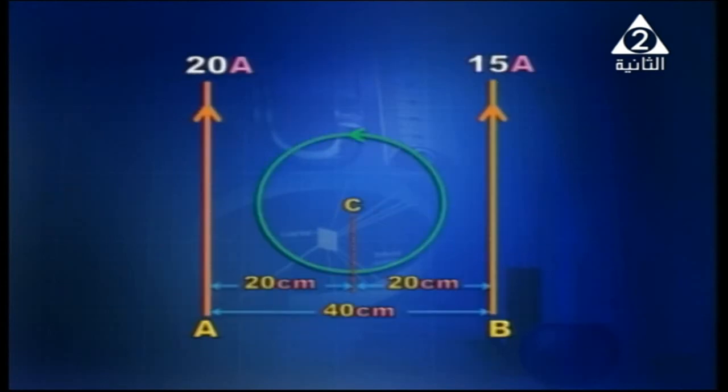Another interesting problem, we've got two wires that carry currents in the same direction, and this means the fields between the two wires are in opposite direction. And we've got a circular coil that carries current in an anti-clockwise manner. You pay attention to the distances given. The distance between the two wires is 40 centimeters. So the two wires are 40 centimeters apart.